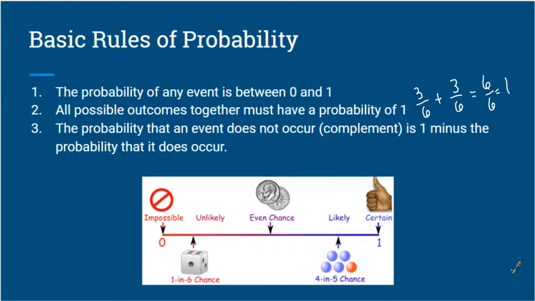All right, and then the probability that an event does not occur, that's also called its complement, is 1 minus the probability that it does occur. So the probability of me rolling a 2 would be 1 out of 6. The probability of me not rolling a 2 would be 1 minus 1 out of 6, or 5 out of 6.